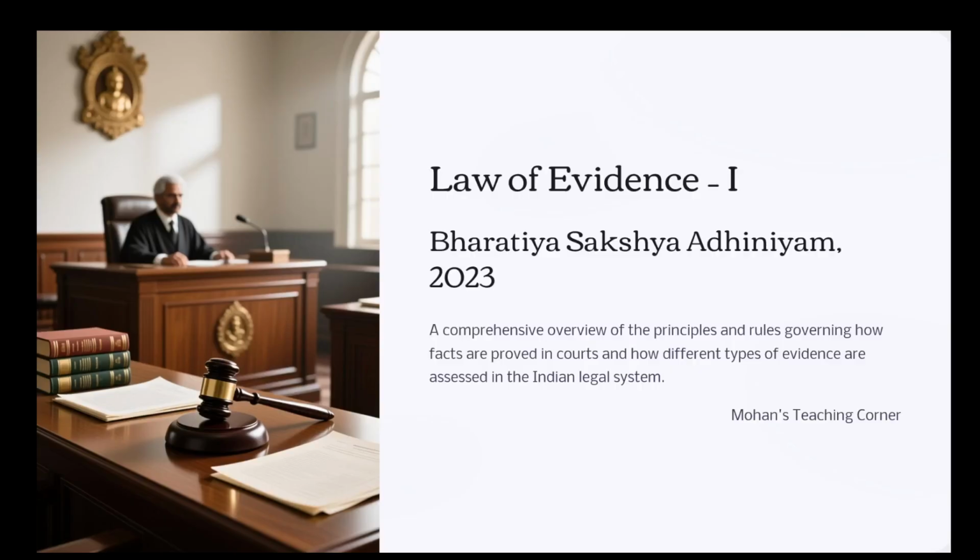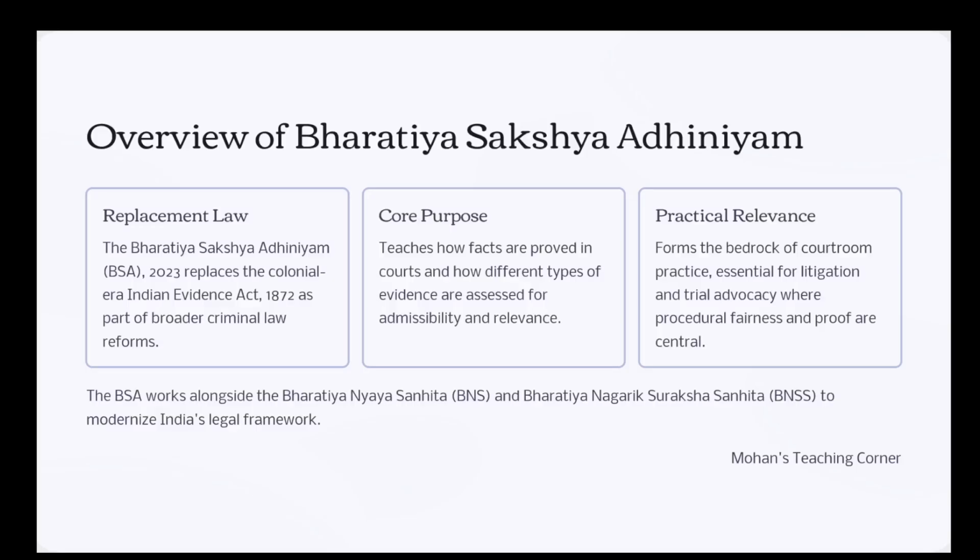Today we are going to discuss the law of evidence. Bharatiya Sakshya Adhiniyam: a comprehensive overview of the principles and rules governing how facts are proved in courts, and how different types of evidence are assessed in the Indian legal system. So let us have some overview of Bharatiya Sakshya Adhiniyam.